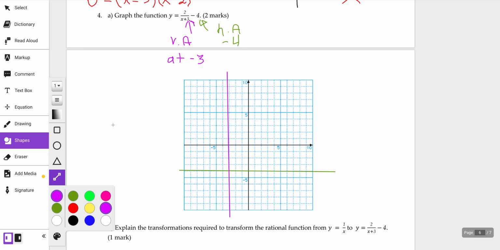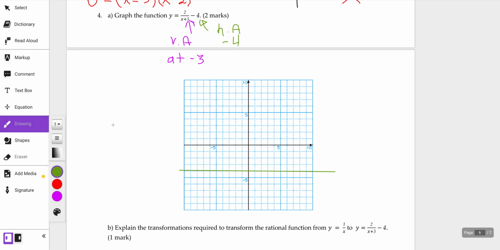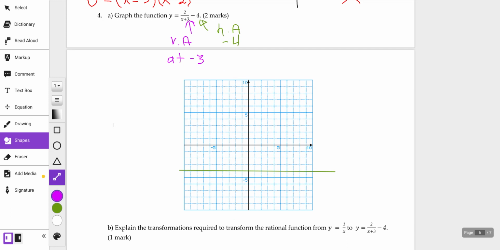That was bad. I'm not going to be able to draw a nice dotted line with my finger. Oh, that's pretty good. Okay, so I'm looking for those vertical and horizontal asymptotes.